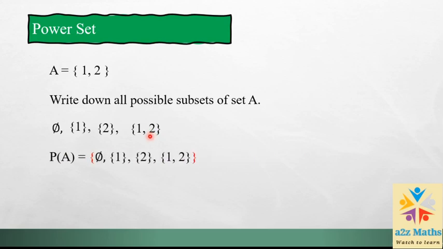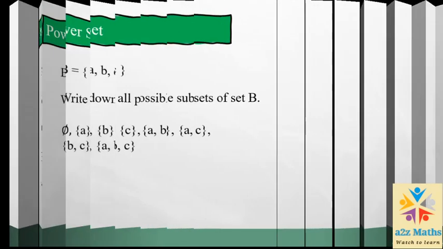If you write all of these 4 sets together inside a bracket, this is called a power set. It is represented like this: P of A. So the power set of A is all the possible subsets of it. It has 4 elements. Let's take another example.